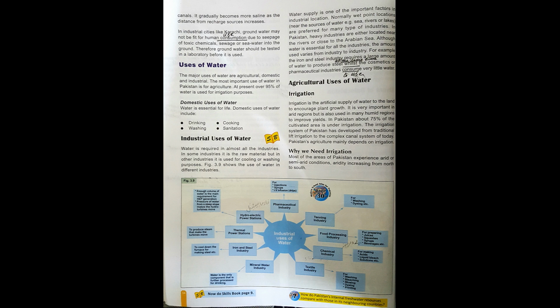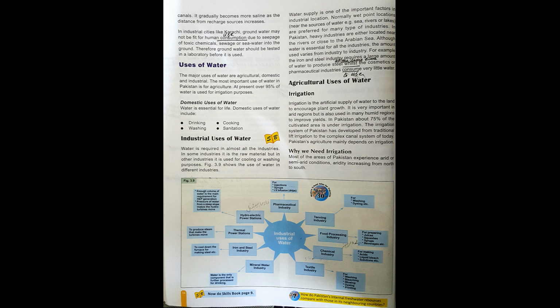Industrial uses of water. Another use of water is in industries. Water is required in almost all the industries. In some industries, it is the raw material, but in other industries, it is used for cooling or washing purposes. Figure 3.9 shows the use of water in different industries. Students, in this figure 3.9, we can see a diagram. Industrial uses of water, and there are different industries mentioned here.